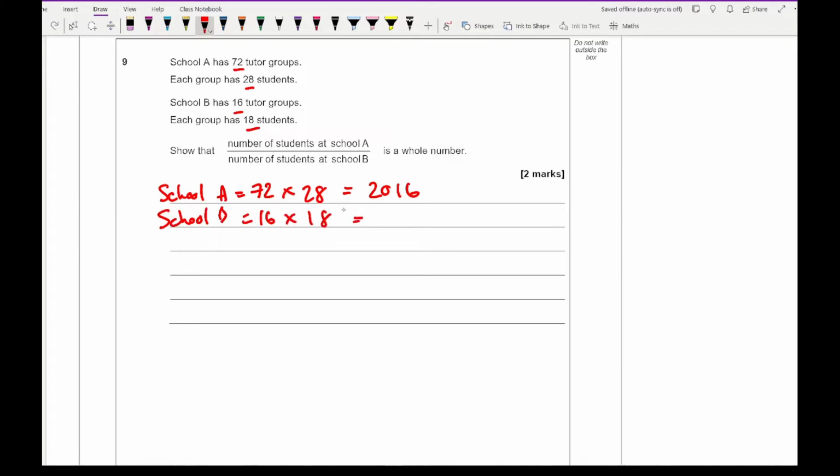And again, on the calculator, that gives me an answer of 288. So then I'm going to substitute those into this fraction. So I've got 2016 over 288, and on the calculator, that equals 7, not 4, which is a whole number.